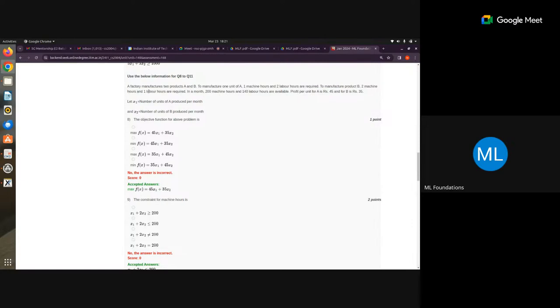The question is: a factory manufactures two products A and B. To manufacture one unit of A, one machine hour and two labor hours are required. To manufacture B, two machine hours and one labor hour are required. In a month, 200 machine hours and 140 labor hours are available. So we have limitations on machine hours. The maximum can go up to 200. The objective function is to maximize the profit, so you should use up to the maximum hours. Then only will we get maximum profit.